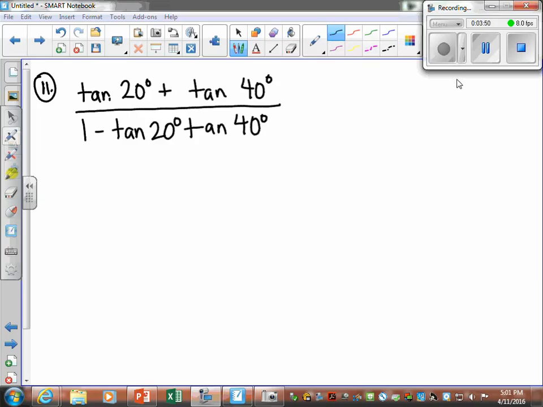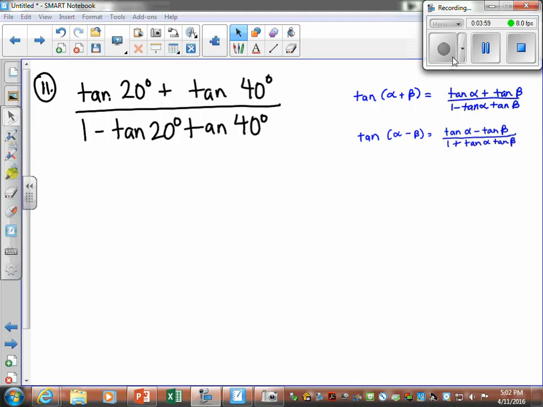Okay, so number 11, we're working with this. I'm going to go pull the tangent formulas while you pause this and jot this down. Okay, so we have to determine which one of these we're working with. Well, we can see that it's a plus and a minus, which is this top formula. So we're working with tangent of alpha plus beta.